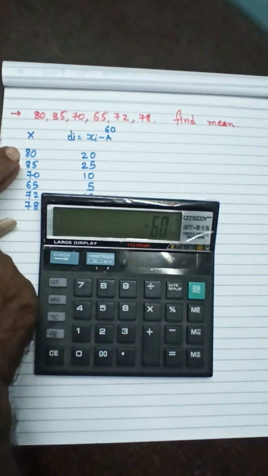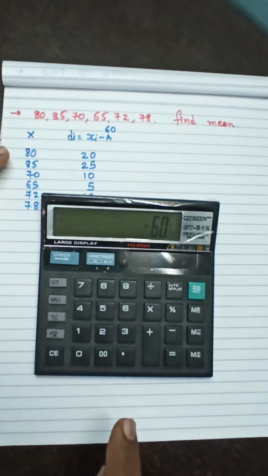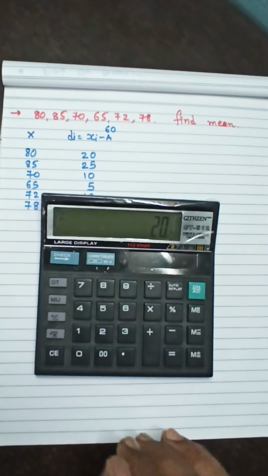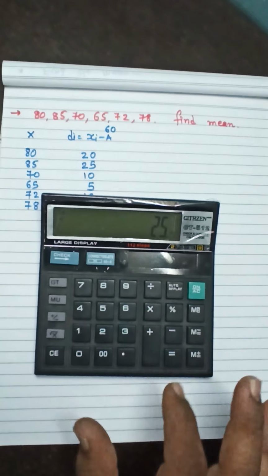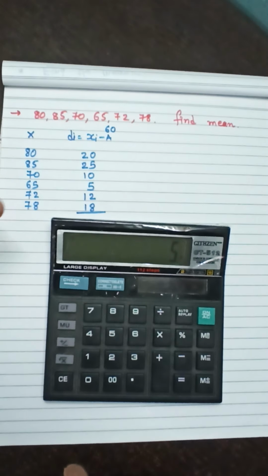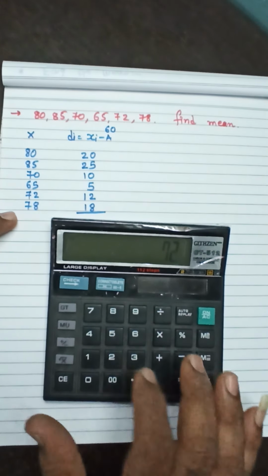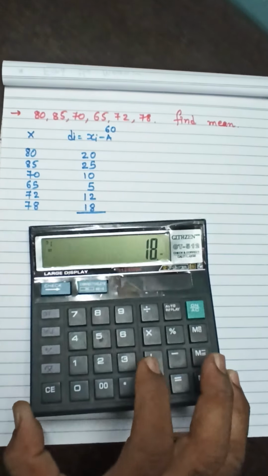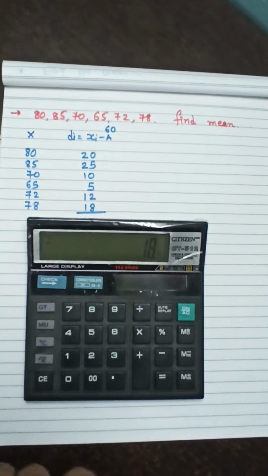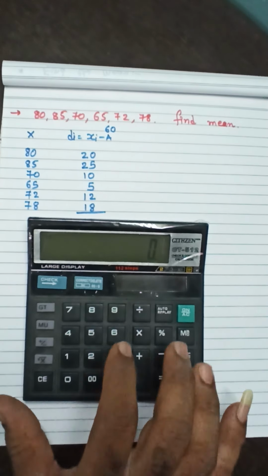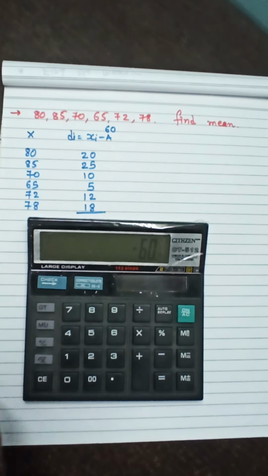Now I will enter all the observations one by one. 80, then equal to, it is 20. Then 85 equal to 25. 70 equal to 10. 65 equal to 5. 72 equal to 12. And 78, it is 18. So there is no necessity to deduct 60 each and every time. We have to just write minus 60 once on the screen.